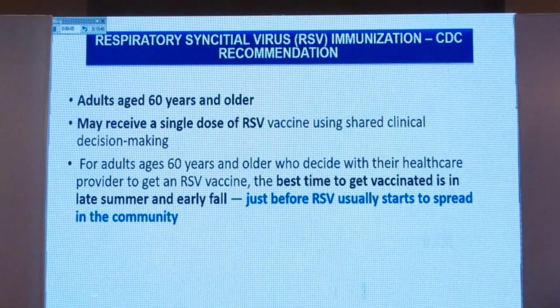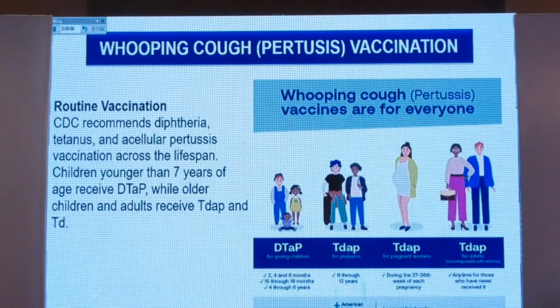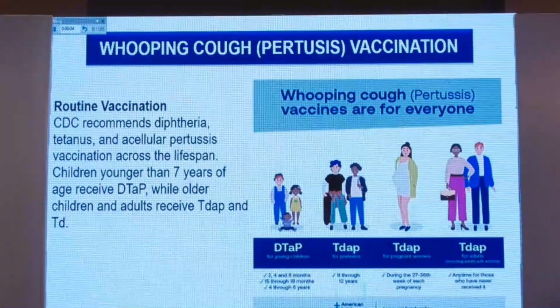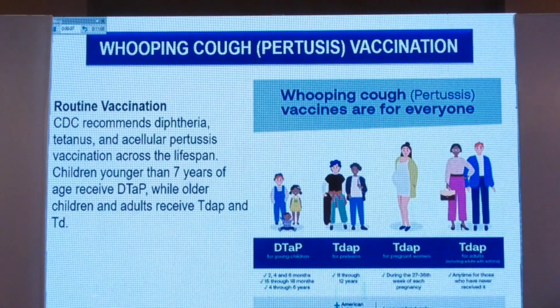This is the latest vaccine, the respiratory syncytial virus vaccine, which is recommended for adults above 60 years of age, especially in the late summer and early fall, just before RSV starts to circulate in the community. The CDC recommends diphtheria, tetanus, and acellular pertussis vaccine across all ages. In fact, for the younger, it is DTaP, and for the adults, it is Tdap and Td. The basic difference between the two vaccines is that for DTaP, the diphtheria and tetanus toxoid component is higher as compared to Tdap.